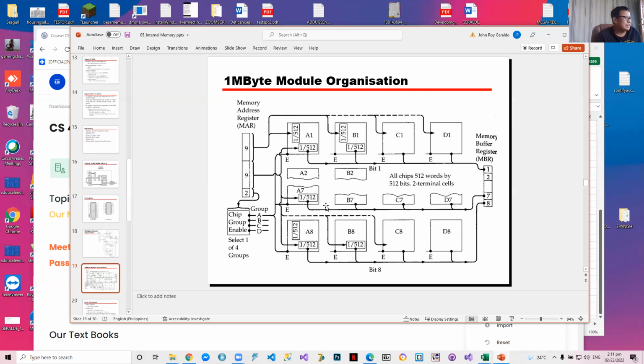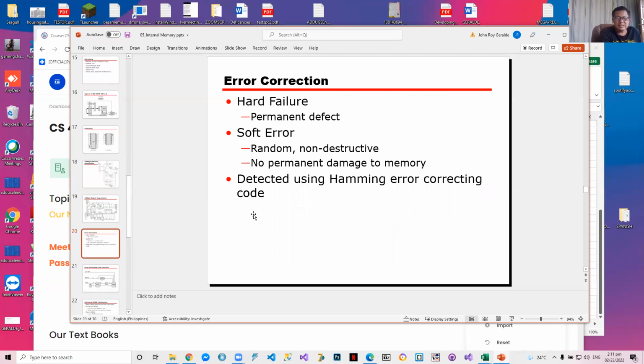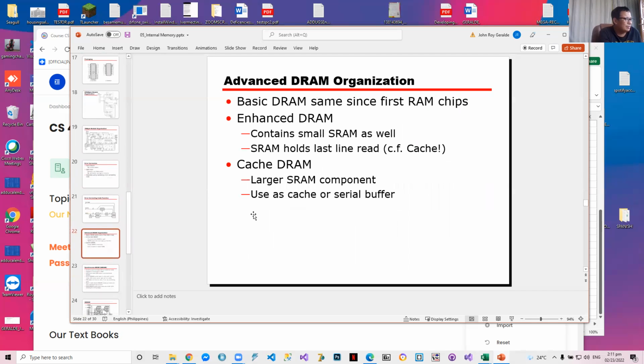And 8 of this, and you will get a 512 megabyte module. Okay, so ECC: most RAMs now have ECC, which means they have error correction. When the value that is read is different from the actual value that is stored, it will automatically correct it using the Hamming code. We will not discuss the Hamming code anymore, it's in data structures.